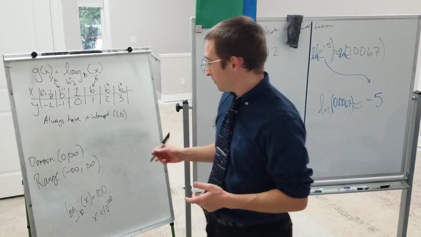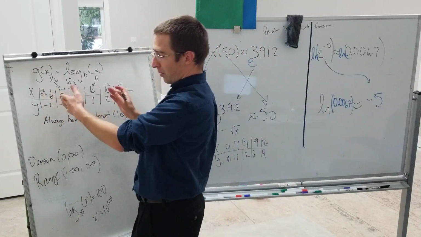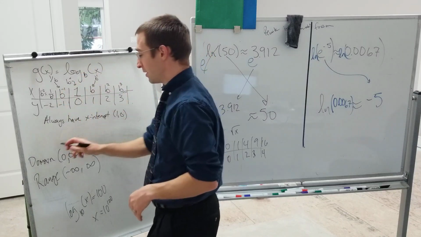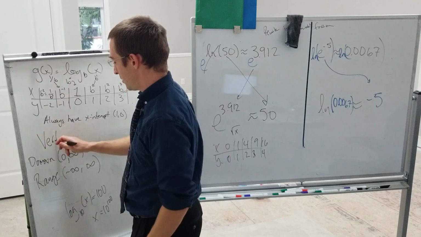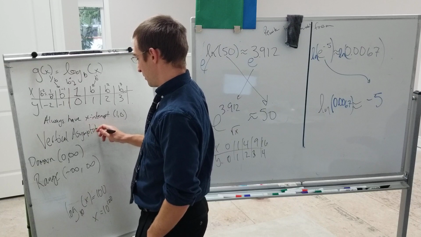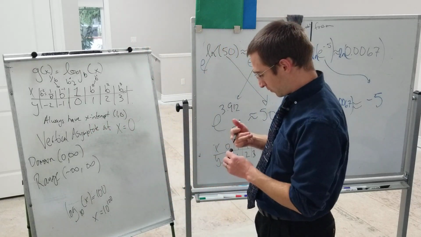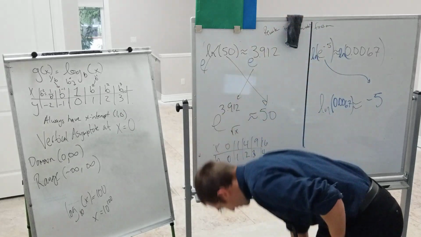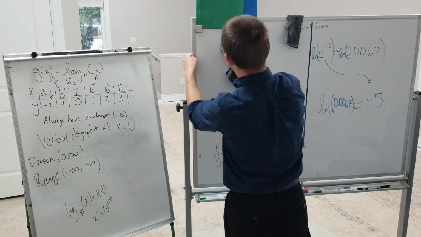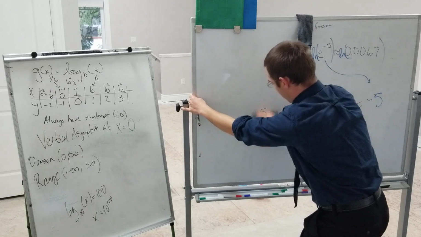And then also, these numbers are getting closer and closer to 0. They're getting really, really small, but they're staying positive. We have a vertical asymptote at x equals 0. So let's go ahead and graph this for log base 3, and then we'll do a transformation of log base 3, and then we'll call it good.